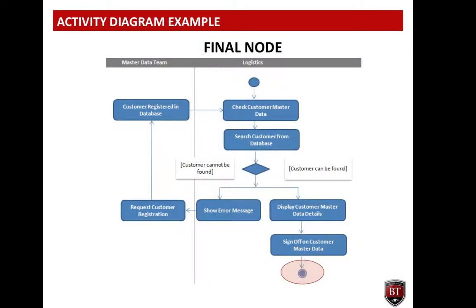The point highlighted on the slide is called final node, which is where the activity is completed. An activity diagram can have more than one exit in the form of activity final nodes.